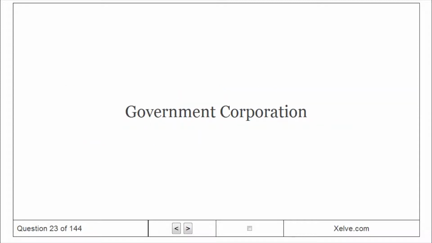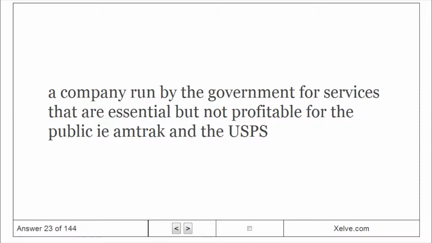Government corporation. A company run by the government for services that are essential, but not profitable for the public eye. Amtrak and the USPS.